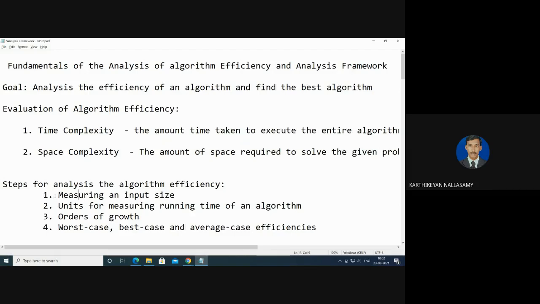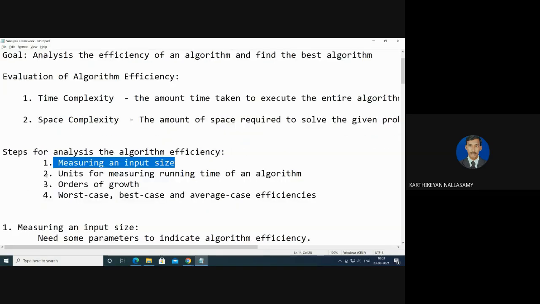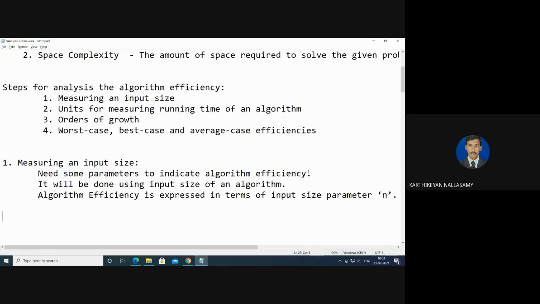The first step is to measure the input size. It means here we are going to define the parameter we are going to consider for measuring the input size. Whenever you evaluate any kind of algorithm efficiency, some parameters need to be considered. We need to have some parameter as an indication of the algorithm efficiency, so we must define some factor for it. Normally the input size acts as an important parameter for indicating the efficiency of an algorithm.